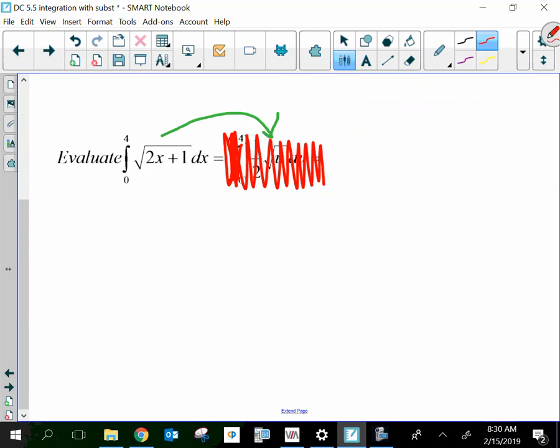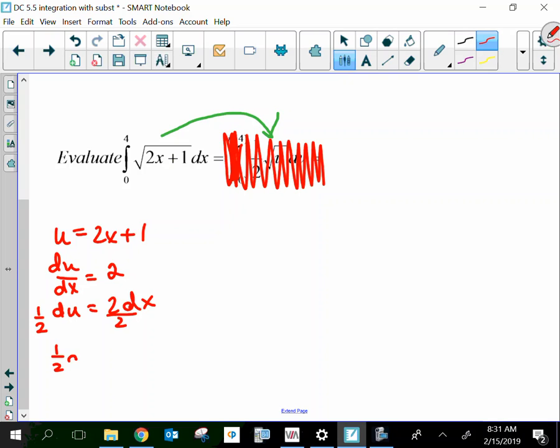What does u equal in this problem? We did it last class. What does u equal, Lydia? 2x plus 1. So 2x plus 1 is u. We already know that works. So du dx, the derivative is 2, and du is 2 dx. We don't have a 2 to substitute in, so we're going to divide it out. And we're going to have 1/2 du equaling dx.